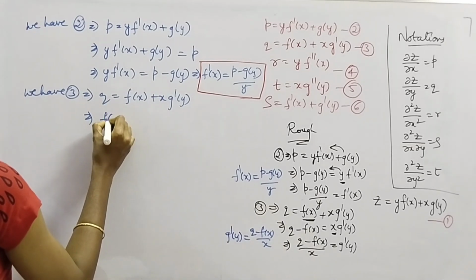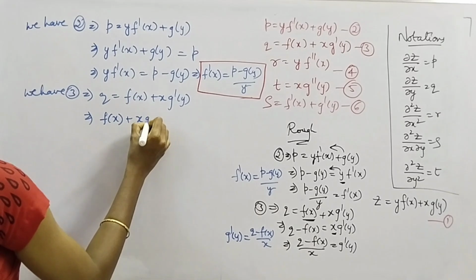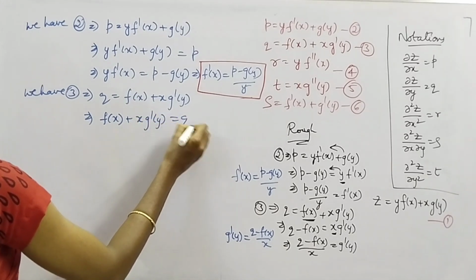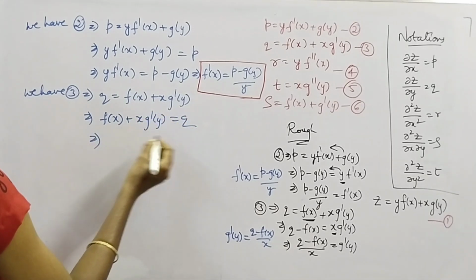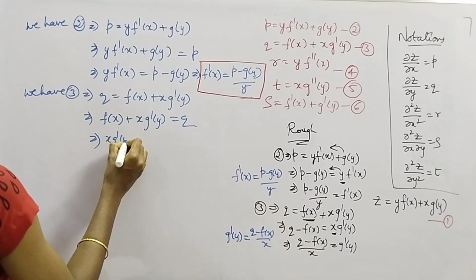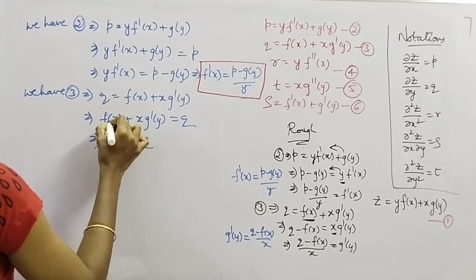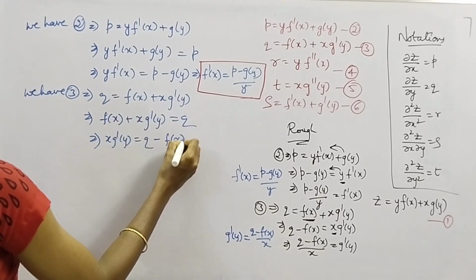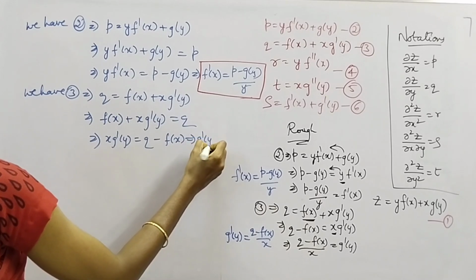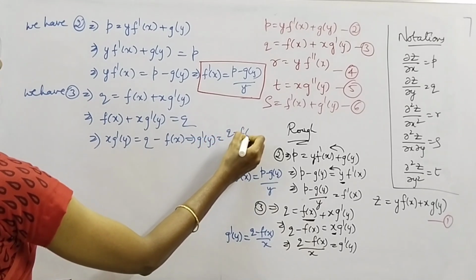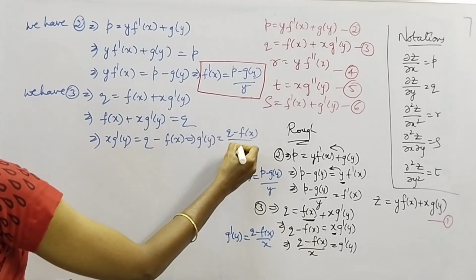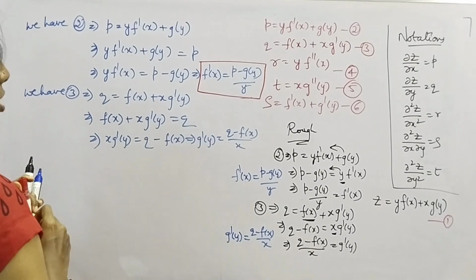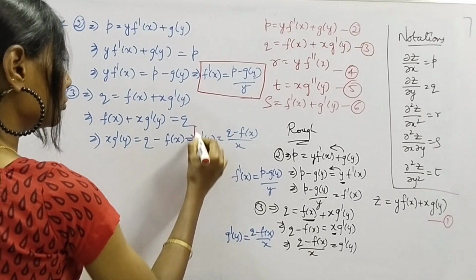Now, I can also write this as f of x plus x into g dash of y equal to q. I need a value of g dash of y. So x into g dash of y equals, I'll take this to RHS, and this gives us g dash equal to q minus f by x. Okay, I'll also utilize it.